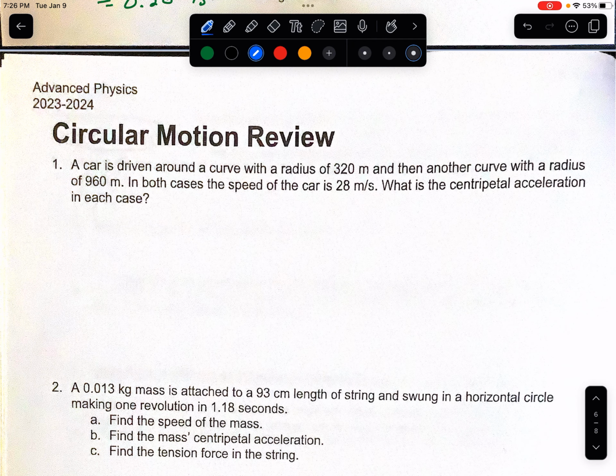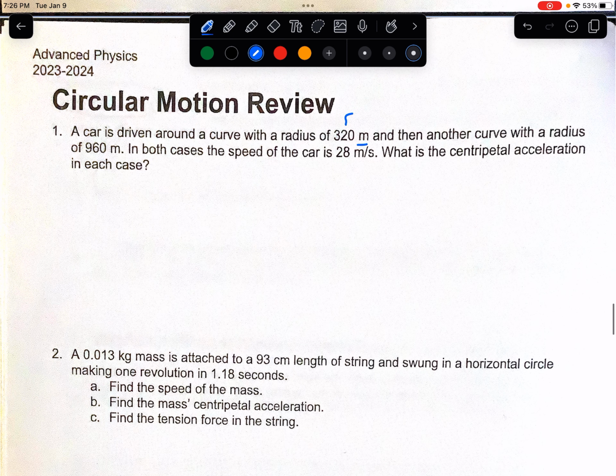So a car is driven around a curve with a radius of 320 meters, so that is R, and it's in meters, so we're good. Then we're going to move on. Then another curve with a radius of 960 meters, so there's another R, and it's in meters, and we're good. Okay, in both cases, the speed of the car is 28 meters per second. That is your velocity right there. What is the centripetal acceleration in each case? That means you're looking for AC. That is your question mark.